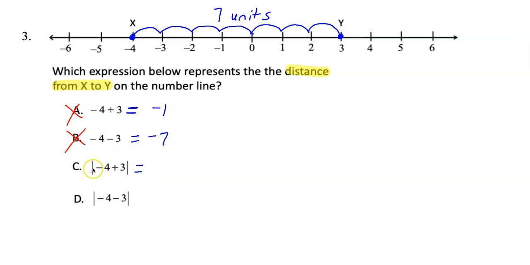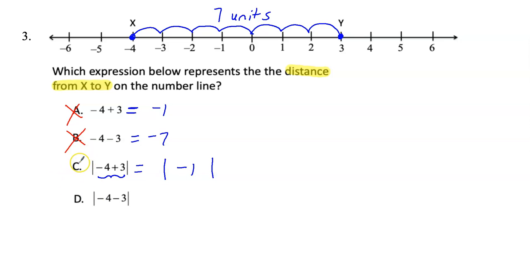Let's go to answer choice C. The way you read this is the absolute value of -4 plus 3. Now here's how you evaluate this expression. And remember the goal here. Once we evaluate the expression, we need to get out a 7 because that's the actual distance. So let's see if that happens here. I'll bring over my absolute value symbols. I'll evaluate -4 plus 3. Well, we have already done that. -4 plus 3 is -1. So I'll put a -1 here.